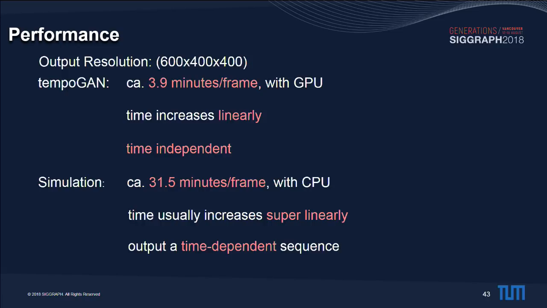Okay. Actually, our tempoGAN algorithm is implemented with convolutional operations. So if you increase the number of cells, for example the resolution, the time increase is still linear. We can cut a huge volume into very small tiles, and we can calculate them in parallel. Thank you.